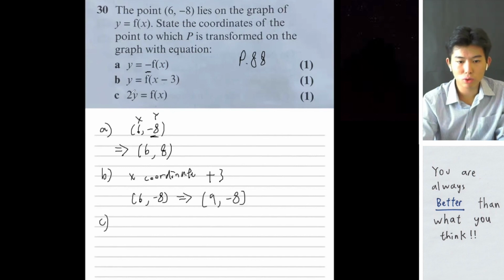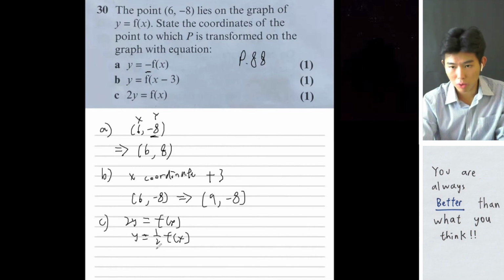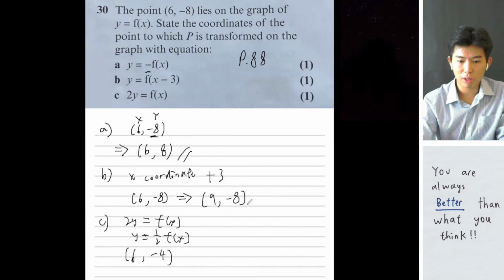Okay, for part C, 2y equals f of x. So if I divide both sides by 2, y equals 1 over 2 f of x. It means 1 over 2 times all the y coordinates. So if this one here is 6 and negative 8, all I have to do is multiply minus 8 by 1 over 2, which would be minus 4. And that would be the final answer for parts A, B and C.